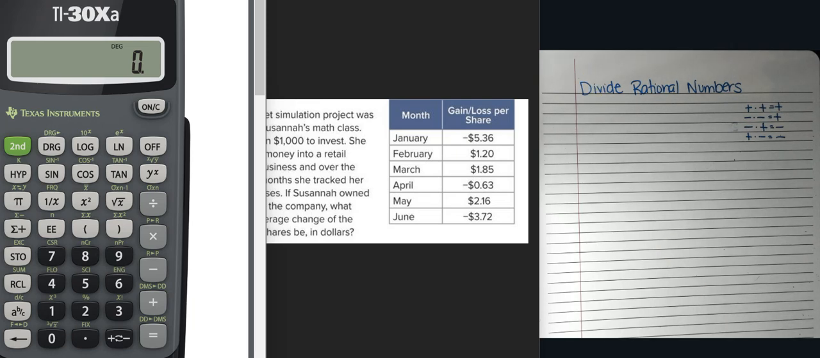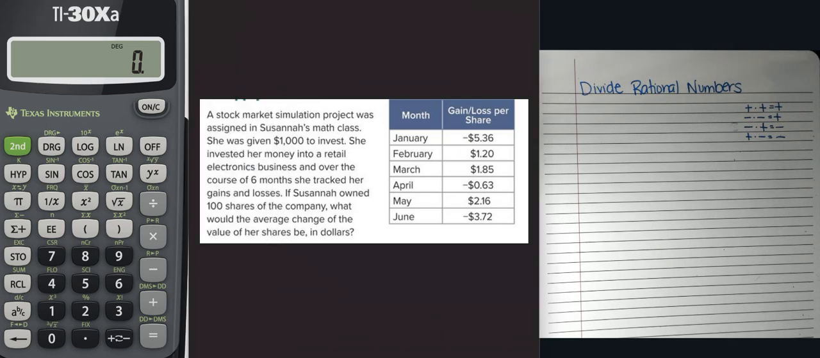All right. So we have a real world problem where we're talking about finance. We have a stock market simulation project that's assigned in Susanna's math class. She is given $1,000 to invest. She invested her money into a retail electronics business, and over the course of 6 months, she tracked her gains and her losses. If Susanna owned 100 shares of the company, what would be the average change of the value of her shares be in dollars?